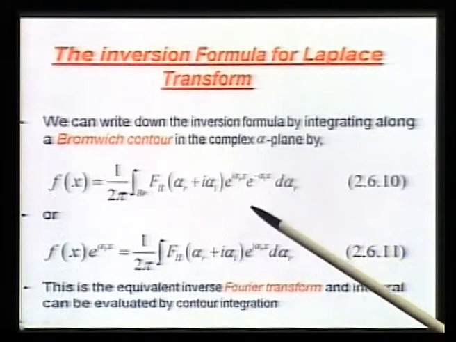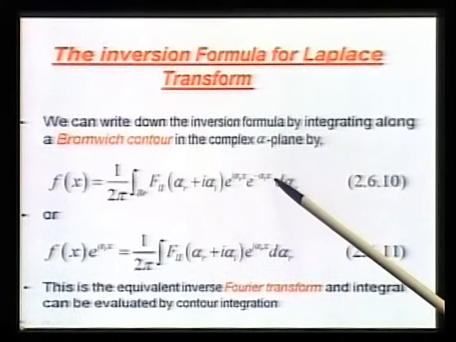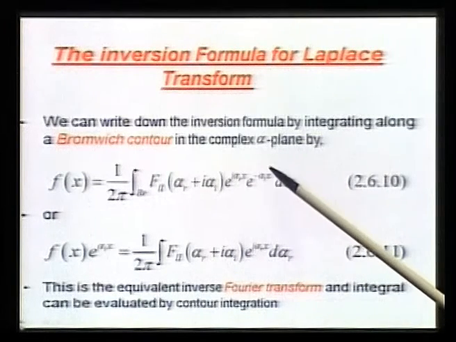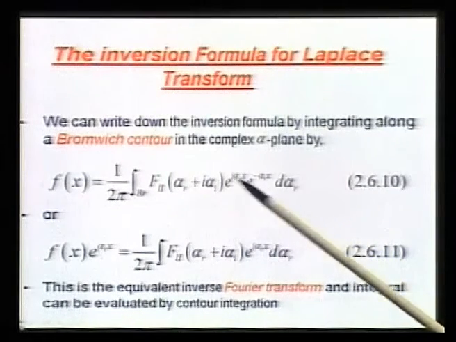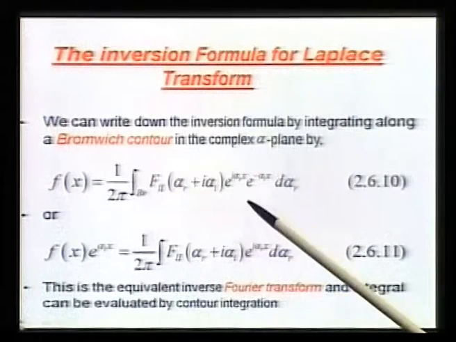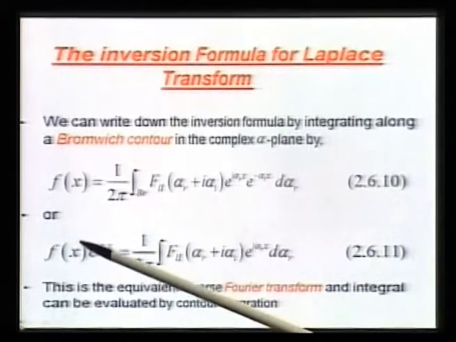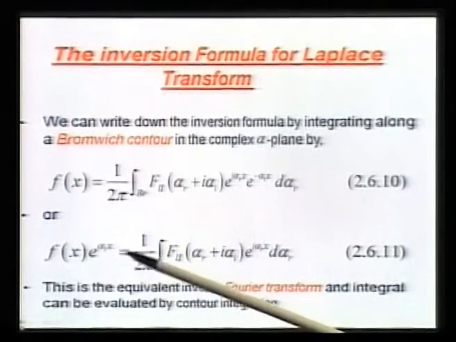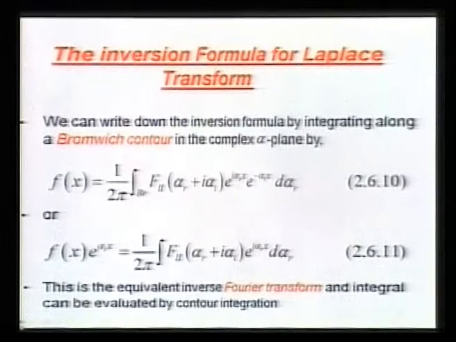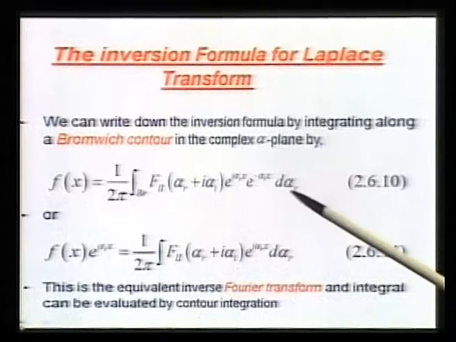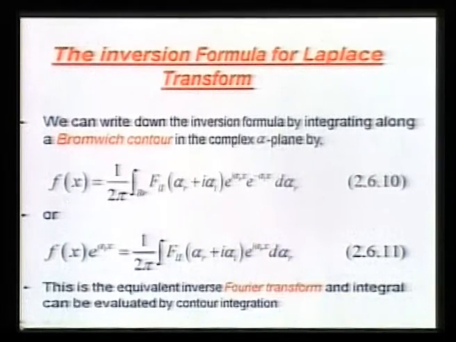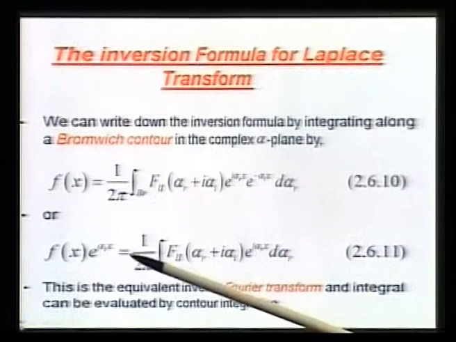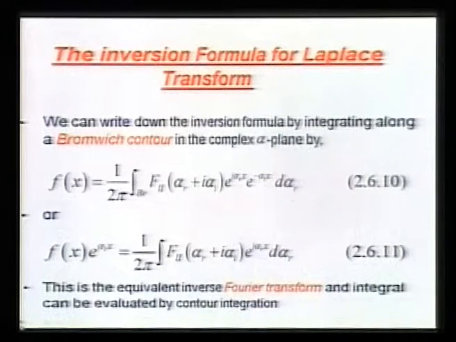So, it has two parts. If I take a contour along which this is a constant, I can take this out, and then I can put it on the other side, then this will be this, right. So, that is what we are talking about, that if we follow a contour which we call a Bromwich contour, for which say alpha is constant, then this is the formula.